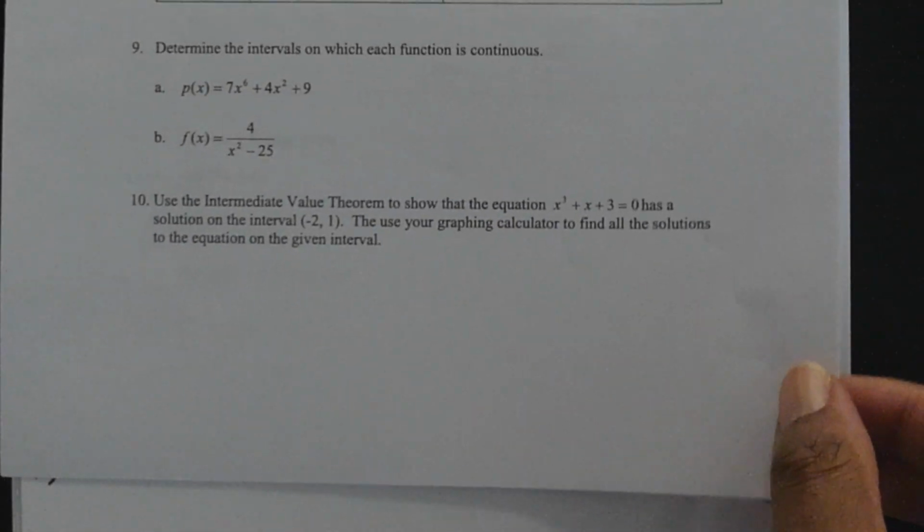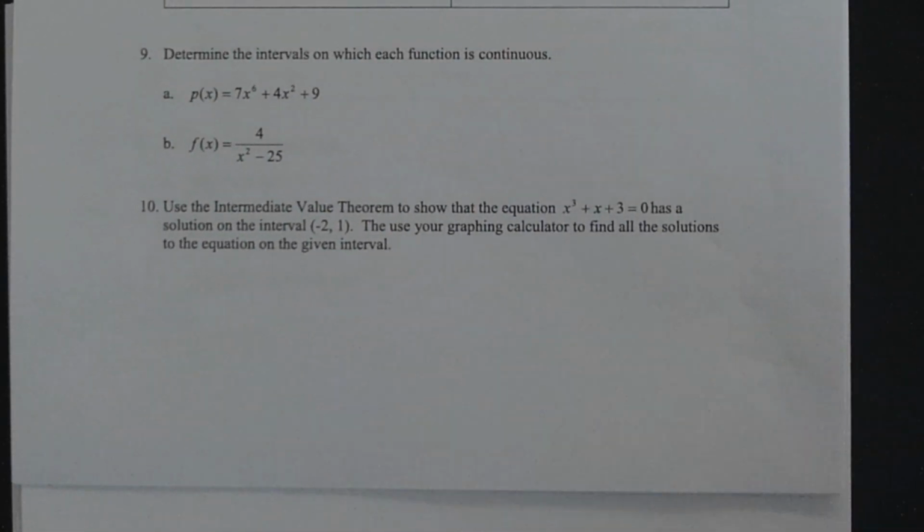All right, now finally problem number 10. Let's say we use the intermediate value theorem to show that the equation x cubed plus x plus 3 equals 0 has a solution on the interval negative 2 to 1. Then use the graphing calculator to find all the solutions to the equation on that given interval.